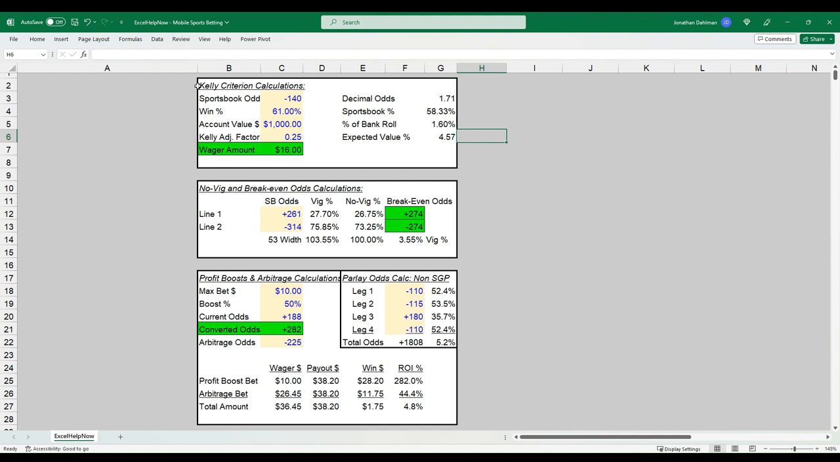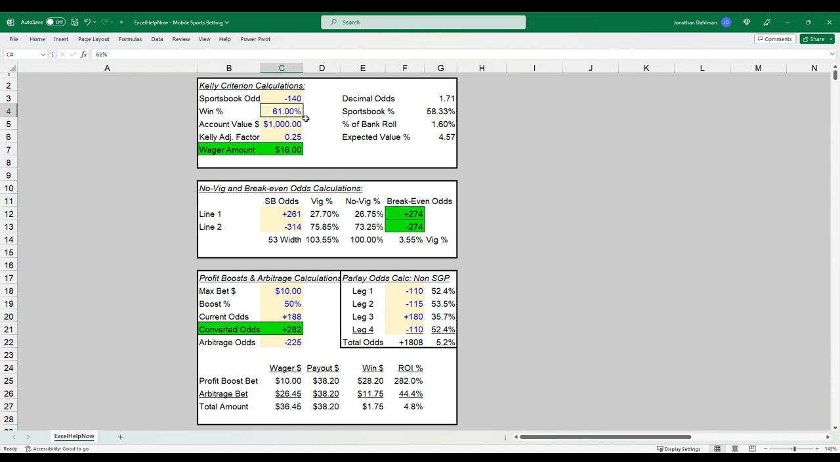The first one I'm calling the Kelly Criterion Calculations. This is to be able to determine the optimal bet size based on what a sportsbook's offering for odds and what the actual implied win percentage is on the wager, with your account value and your Kelly adjustment plugged in here. So if you're watching a game and you see a big momentum swing, if this is a football game and somebody just gets a pick six or scores a touchdown, and you're thinking, okay, now would be a good opportunity to see what kind of live lines are being offered by sportsbooks and what you think the win percentage is.